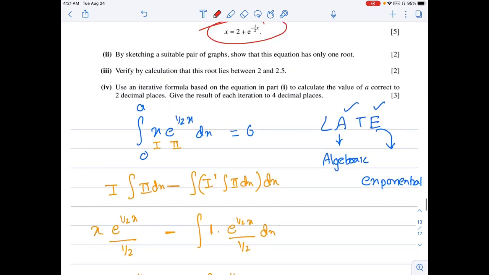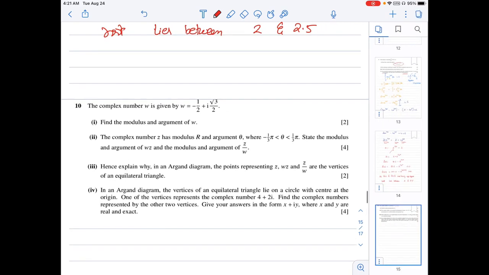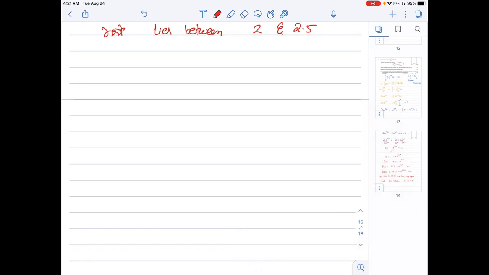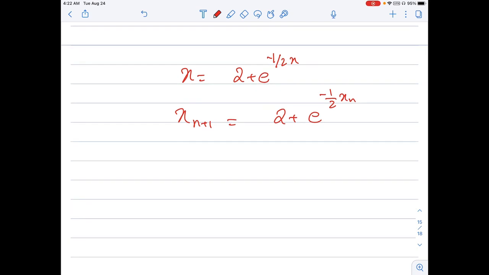Next part of the question, what is being asked? Use an iterative formula based on part 1 to calculate the value of a, correct to 2 decimal places, with each iteration in 4 decimal places. So what was the formula that we got? The formula that we got was x is equal to 2 plus e to the power of negative 1 upon 2x. So we have to frame an iterative formula: Xn plus 1 is equal to 2 plus e to the power of negative 1 upon 2xn. So this is the iterative formula.